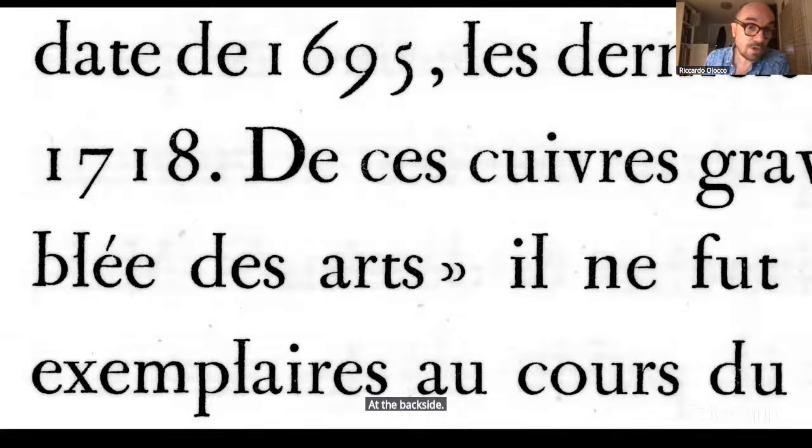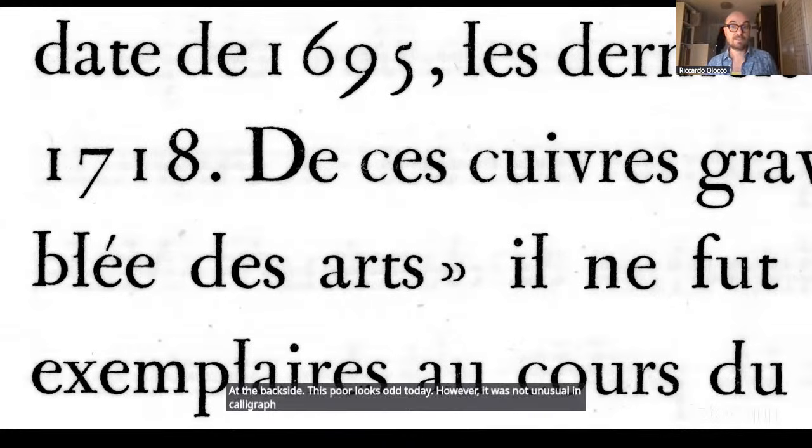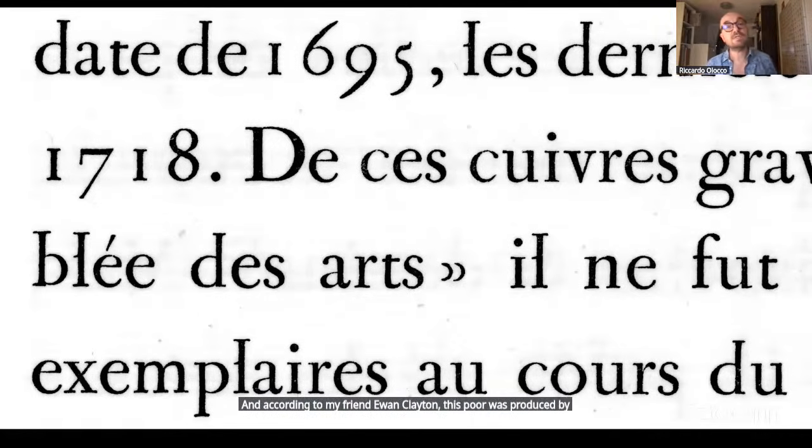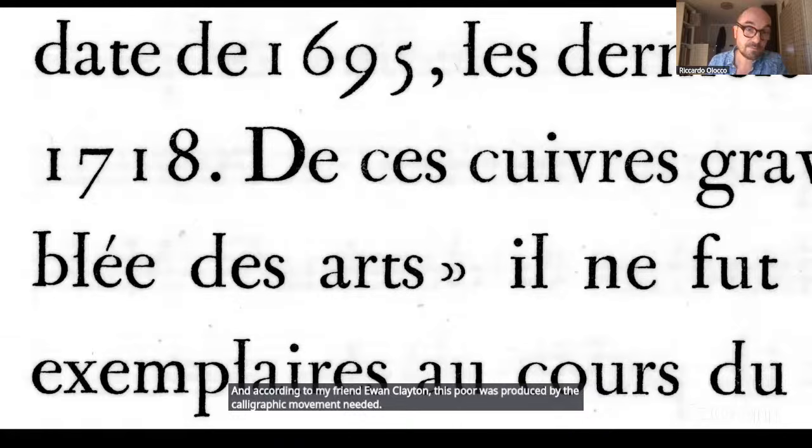This spur looks odd today. However, it was not unusual in calligraphy, as we have seen, and its origin can be traced back to the Middle Ages, when it appeared in Gothic scripts in letters like b, l, and long s. And according to my friend Johan Clayton, this spur was produced by the calligraphic movements needed to write these letters.